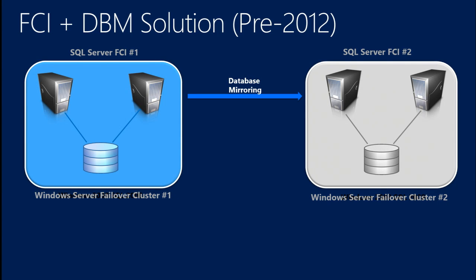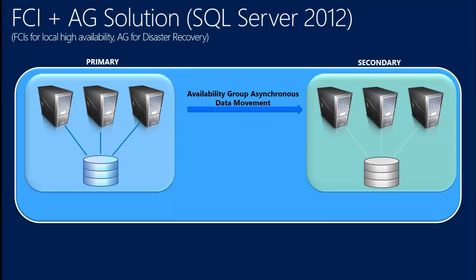The key is that as you move to SQL 2012 and an FCI plus AG configuration with failover cluster instances and an availability group, you move to a single cluster that spans both sites. And there are some very important considerations that you need to take into account as you develop that architecture. So that's what I'm going to talk through here briefly.